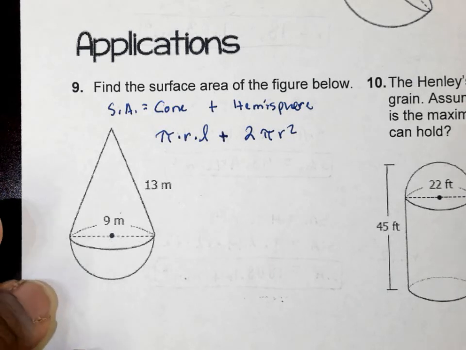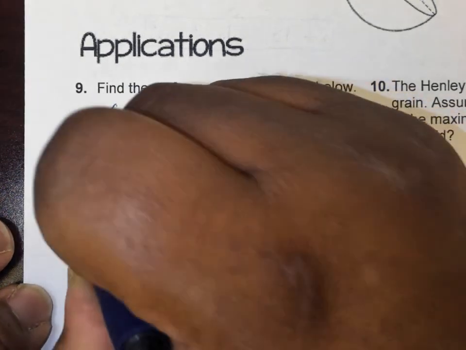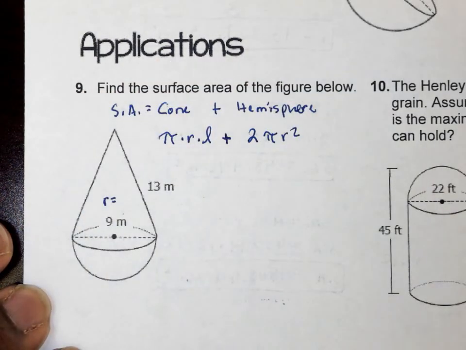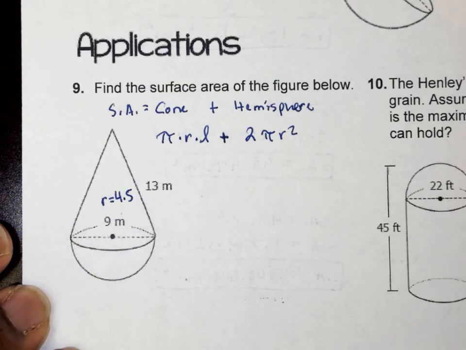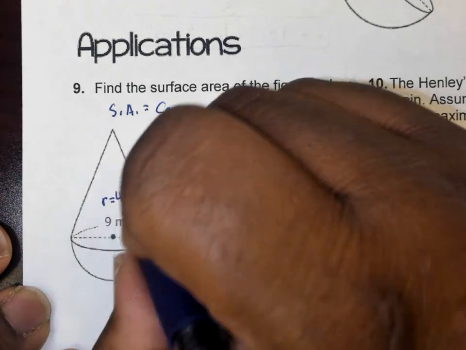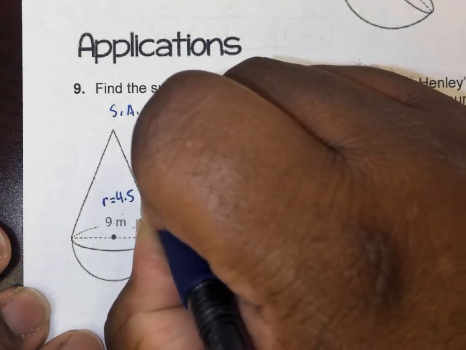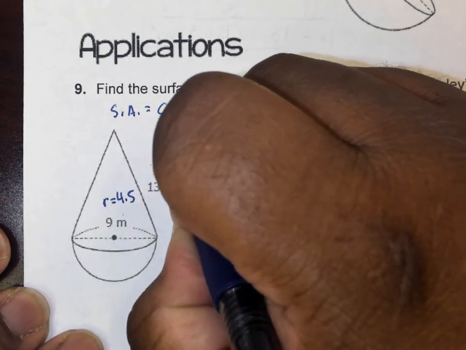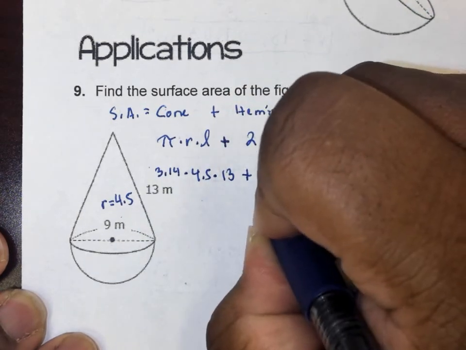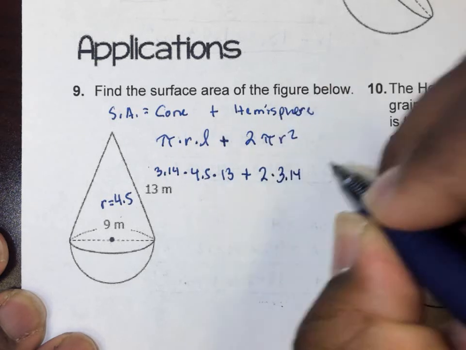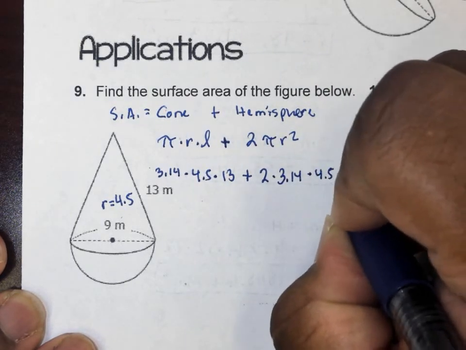Alright, before we start, we need radius in both of these formulas, so we might as well find that first. Chris, what's our radius? 4.5. Thank you, Chris. So I'm writing everything out first and then I'm going to solve. 3.14 times my radius, which is 4.5, times my slant height, which is 13, plus 2 times 3.14 times my radius again, 4.5 squared, so times 4.5.